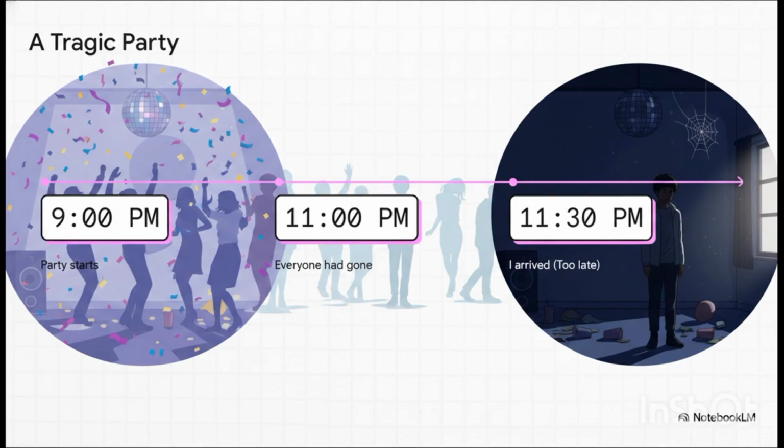The party kicks off at 9 p.m. By 11 p.m., the earlier action happens. Everyone had gone. Then the main event of your story happens at 11:30 p.m. You arrive. The party is finished, the lights are out, and you're just standing there alone with a gift. The timeline is perfectly, tragically organized.